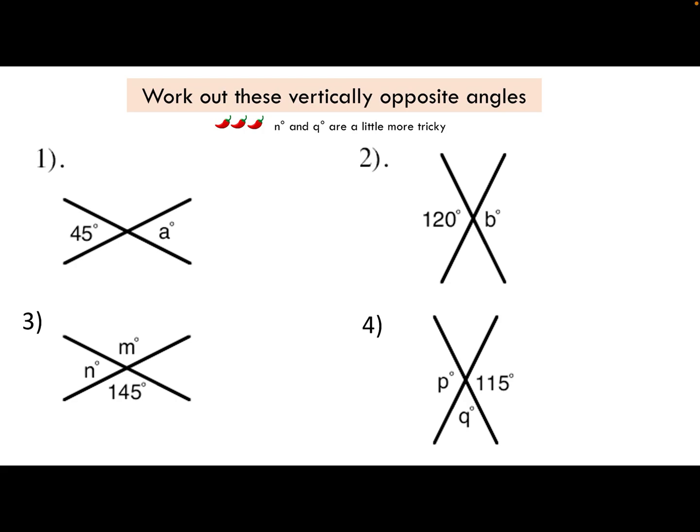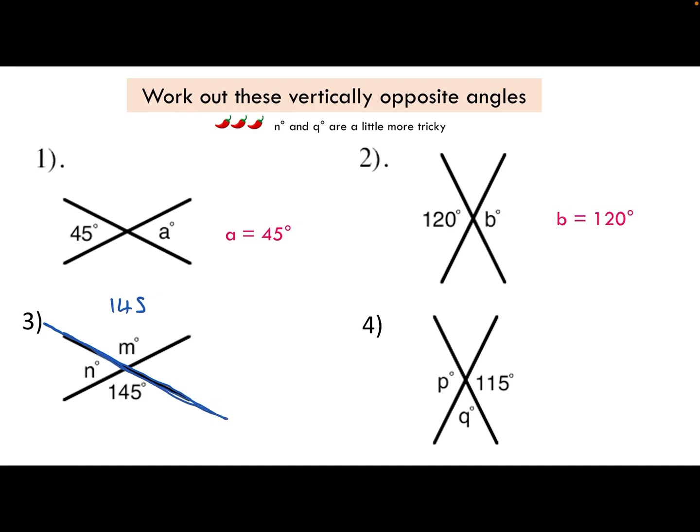So, now that we know this, what is a? What is b? What is m and n? That's a nice tricky one there. p and q. Give them a go. So, we've got 45. We've got 120, of course. Now, there's lots of ways we can work out n. We know that m is, of course, opposite. So that is 145 also.